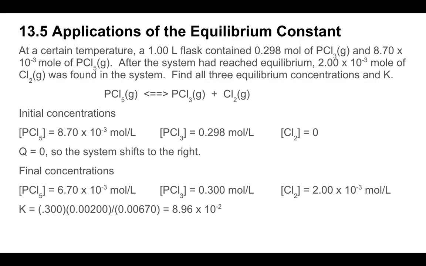And then the K value is just these numbers plugged into the K expression, 0.3 times 0.02 divided by 0.0670. I use the long form instead of the scientific notation. And we get a K value of 8.96 times 10 minus 2.